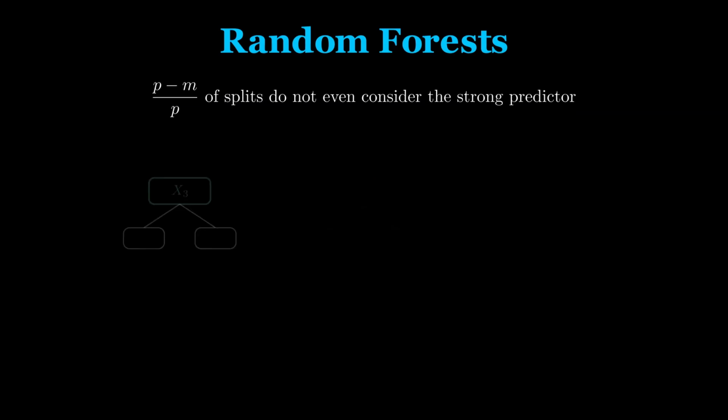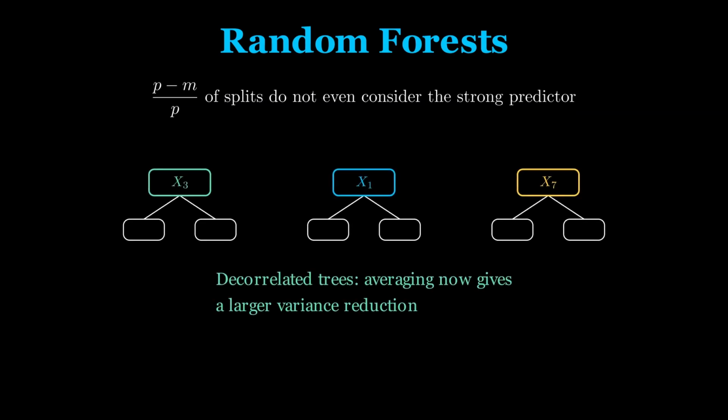With this restriction, (p minus m) over p of the splits will not even consider the strong predictor, giving other predictors a chance to influence the model. The trees become decorrelated. Some split on x3 at the top, some on x1, some on x7. Averaging these decorrelated trees gives a larger reduction in variance.